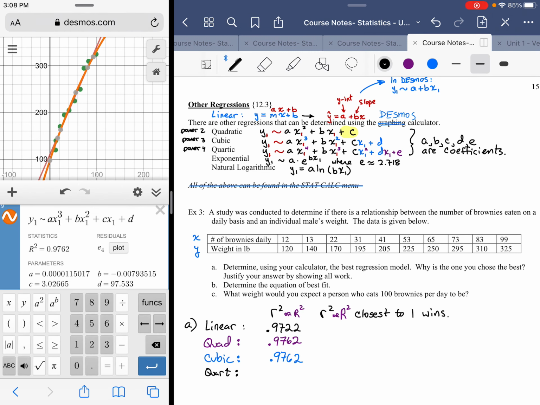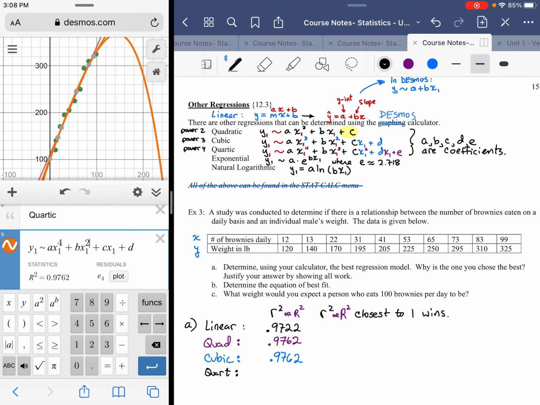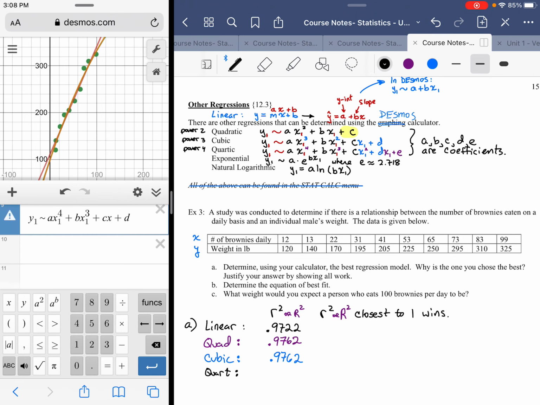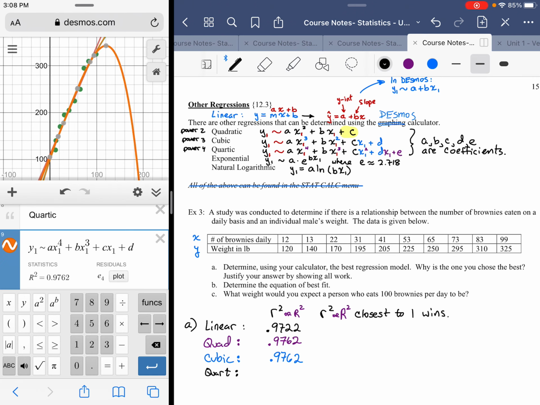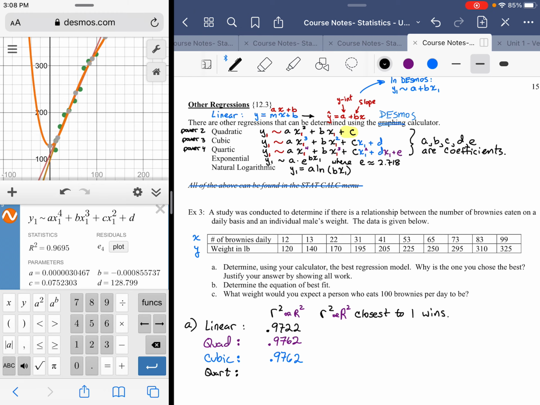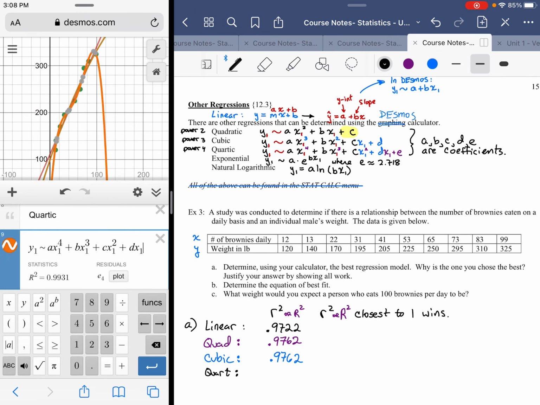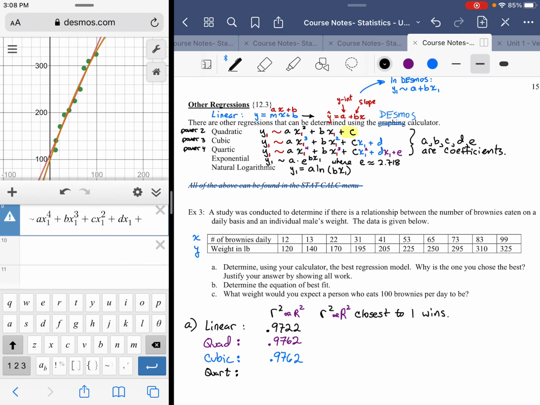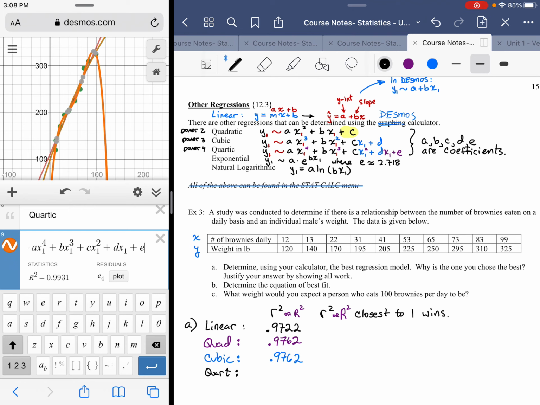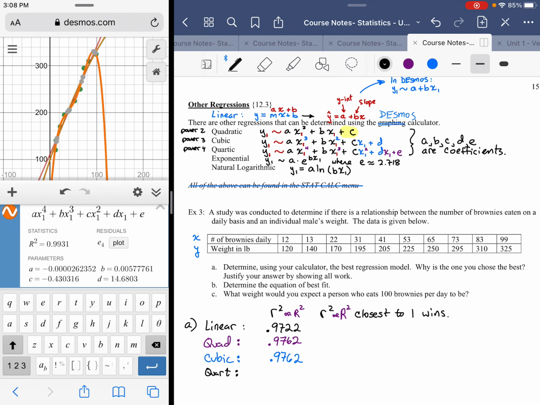All right, so this should be a power of 4, power of 3, power of 2. I deleted when I should have backspaced. We want x sub 1, power of 3, power of 4, 3, 2, 1, and then plus an e. We got an R squared value that's about 0.9931. That is the clear winner so far.